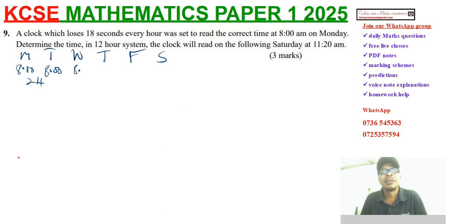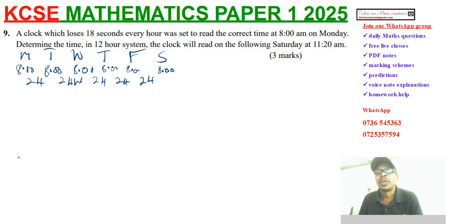Then from Tuesday to Wednesday at 8 a.m. we have another 24 hours. Then to Thursday 8 we have another 24 hours. To Friday we have another 24 hours. And to Saturday 8 a.m. we have another 24 hours. Then from 8 a.m. to 11:20, how many hours are there? We have 3 hours 20 minutes.